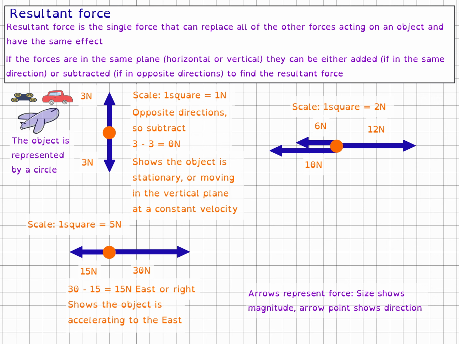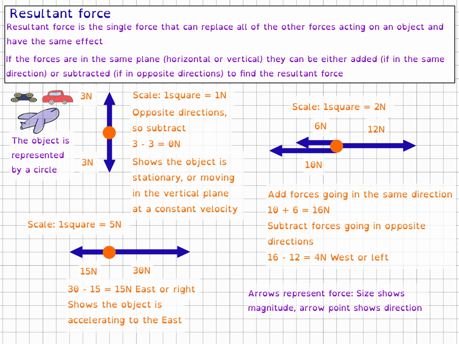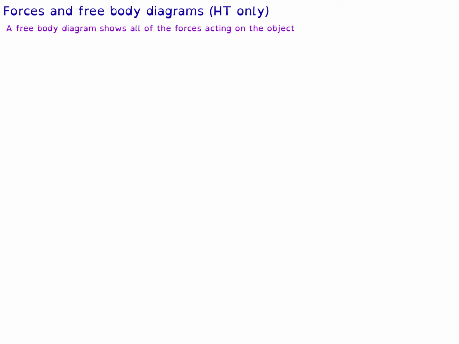The arrows that are going in the same direction, we need to add those to get that force. So the overall force going towards the left is 10 plus 6, which is 16 newtons. Then we subtract the forces going in opposite directions, so 16 minus 12, that gives us 4 newtons either to the left or west. A free body diagram shows all of the forces acting on an object.